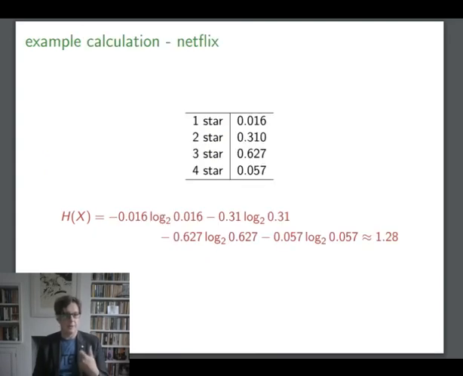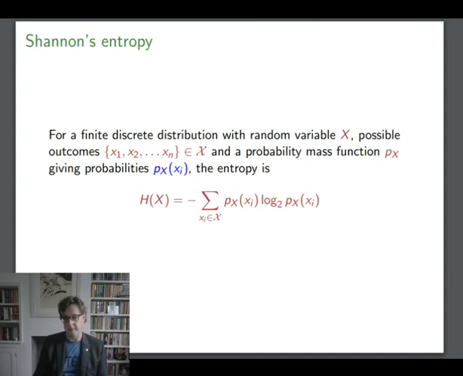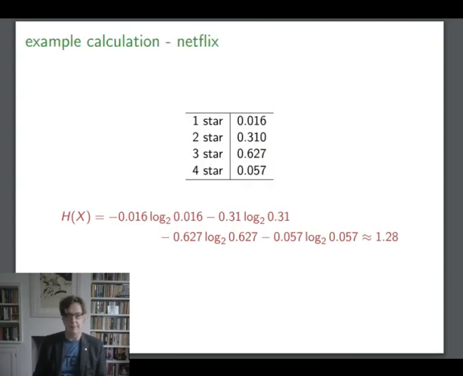lecture. In the case of the Netflix star rating, 1 star has 0.016, 2 stars 0.310, etc. There are 4 possible outcomes: 1 star, 2 star, 3 star, and 4 star. So if we work out the probability of 1 star multiplied by the log of the probability of 1 star, so that's minus 0.016 by the log of 0.016, and then for 2 stars minus 0.31 by the log of 0.31, etc. That should give us Shannon's entropy. I'm taking the logs to the base 2. Of course, changing base is just a matter of dividing by the log to the base 2, or whatever you want the new base to be.